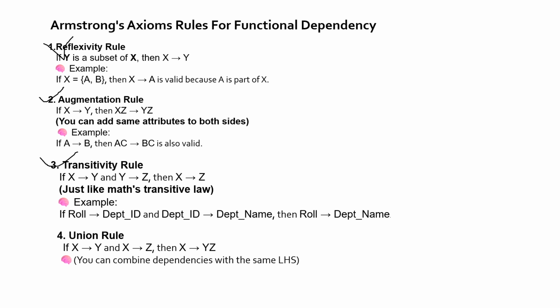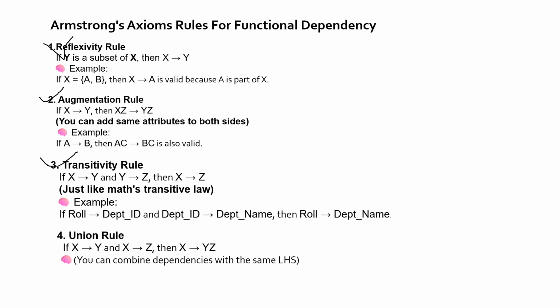In the augmentation rule, Y is functionally dependent on X, and therefore YZ is also functionally dependent on XZ. So in this example we can add some attribute on both sides. It is called the augmentation rule. And what is the transitive rule?